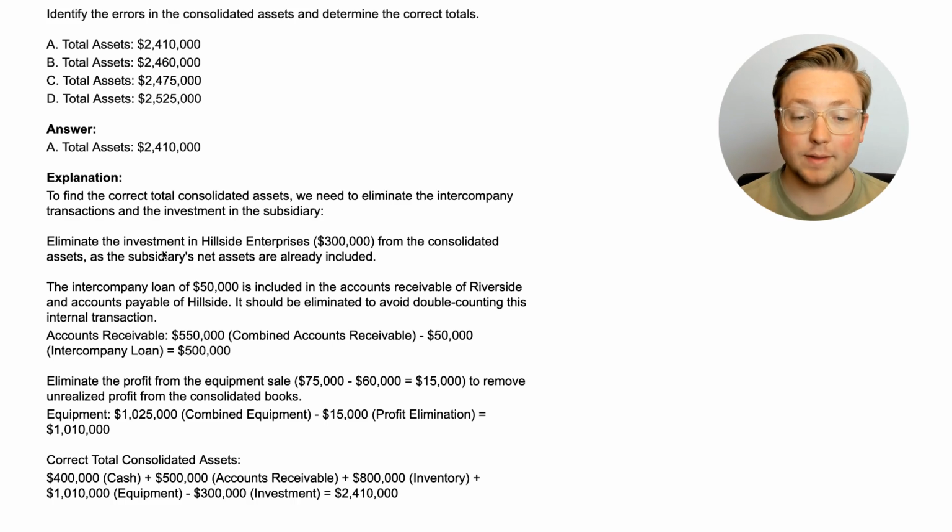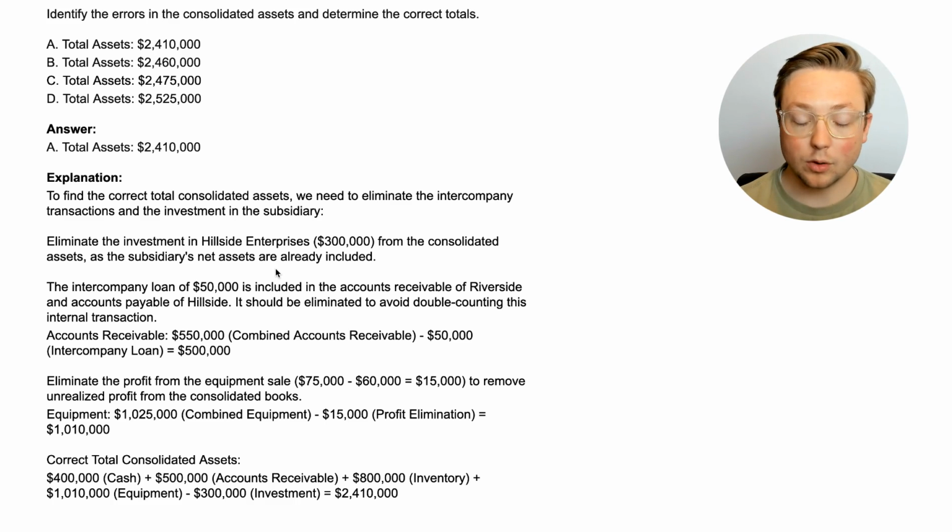First we have to eliminate the investment in Hillside Enterprises, that's the subsidiary, from the consolidated assets, as the subsidiary's net assets are already included. If you think about it, the investment is on the parent's assets, and the investment represents the net assets of the subsidiary, and we're about to consolidate those into the consolidated financial statements with the parent, so we have to take out the investment so that it's not double counted.